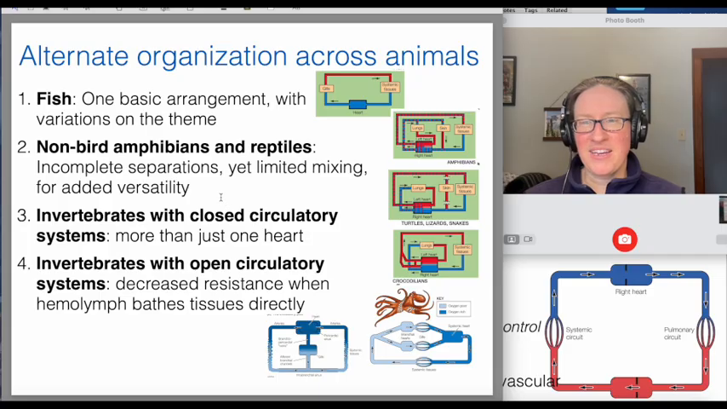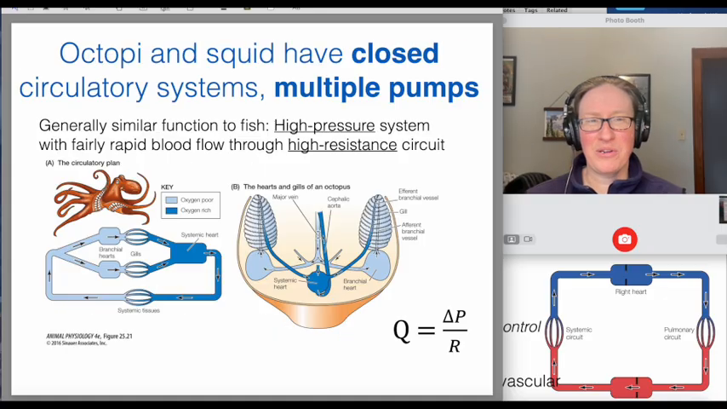So now we're ready to take a look at invertebrates that have closed circulatory systems. Again, the big takeaway is that you can have more than one heart. Here we're just going to highlight the cephalopods, so that's octopi and squid. These groups have closed circulatory systems, as with the other groups we've seen so far, and they have multiple pumps. In general, the function of a cephalopod's circulatory plan is similar to the function of fish. They maintain a high-pressure circulatory system.